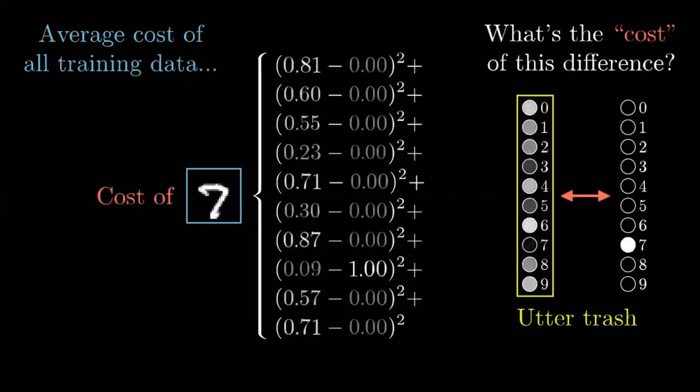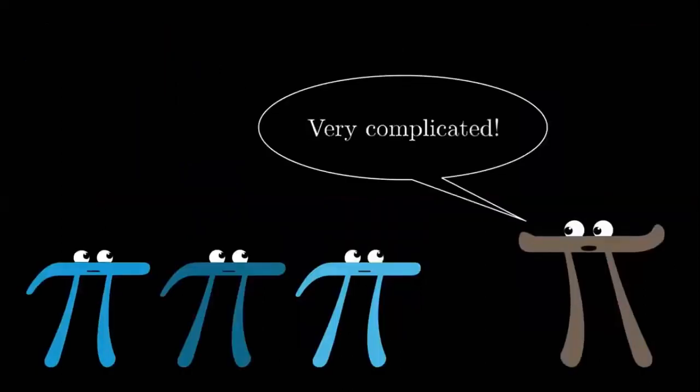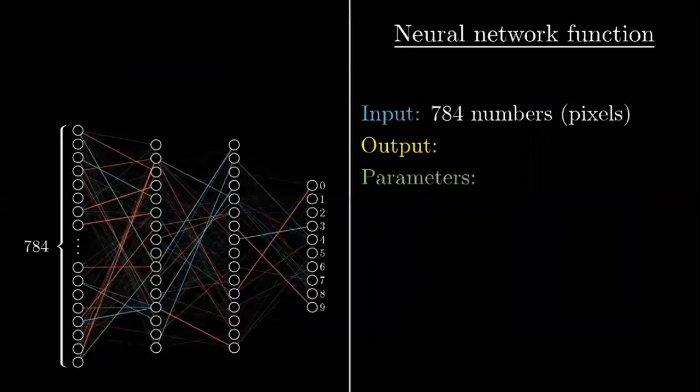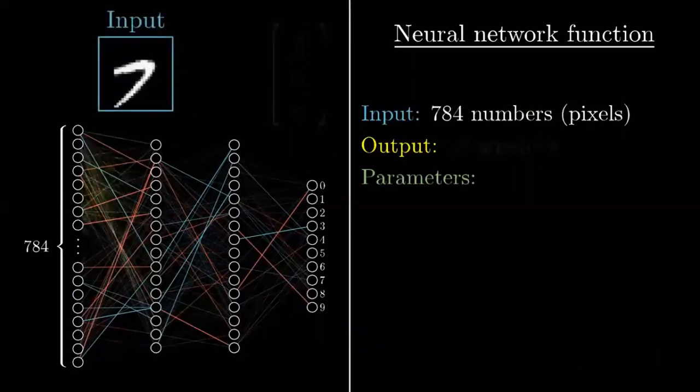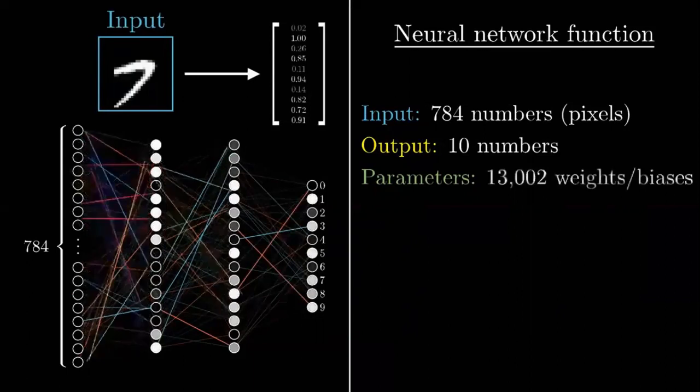This average cost is our measure for how lousy the network is and how bad the computer should feel. And that's a complicated thing. Remember how the network itself was basically a function, one that takes in 784 numbers as inputs, the pixel values, and spits out 10 numbers as its output. And in a sense, it's parameterized by all these weights and biases.